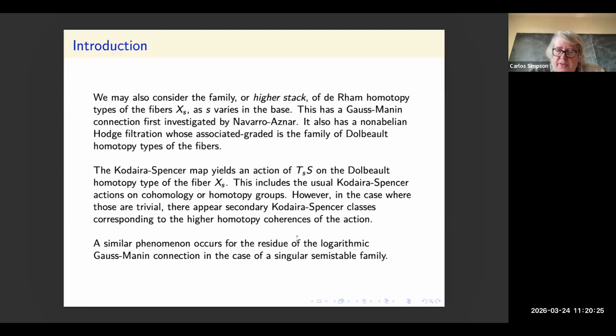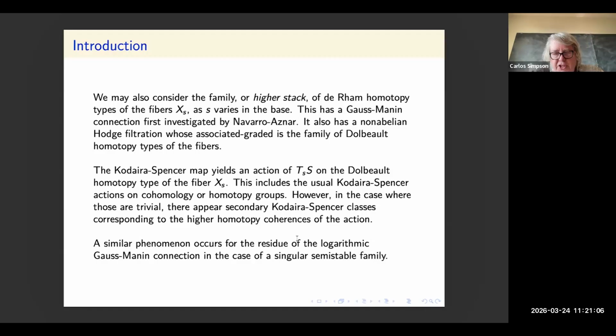So the observation here, which we might be interested in, is suppose the base is higher dimensional, not just a curve, but a variety. Then it might be the case that these Kodaira-Spencer map actions on the actual invariants, the homotopy or cohomology groups of the fiber, might actually be trivial. And in that case, we can still get some secondary Kodaira-Spencer classes corresponding to the action of the tangent space, but in higher homotopy. And that's what will be the first part of our discussion today.